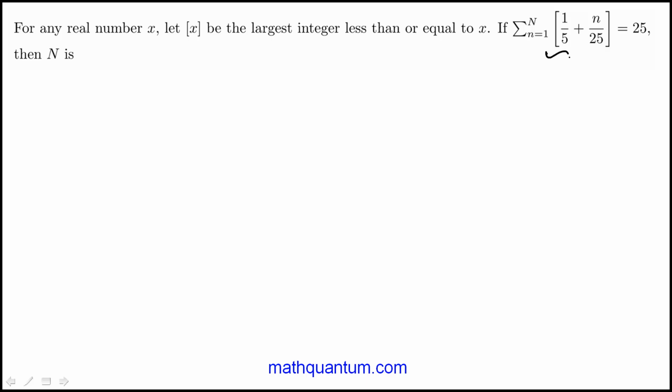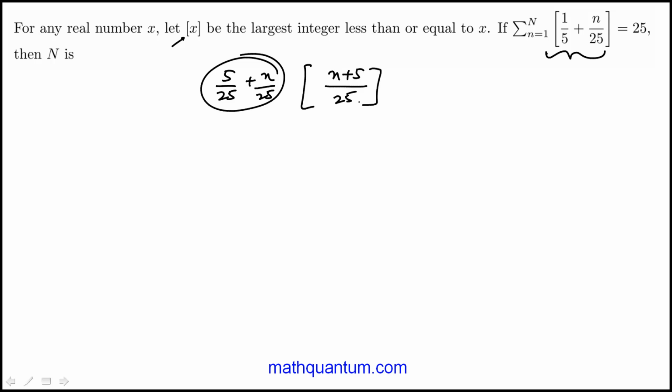So first thing I'll do is to rewrite this expression that's inside this function here, and I'll match the denominators. So that's 5 over 25 plus n over 25. So that becomes this function (n plus 5) over 25. And we're adding this going from n equal to 1 to some number N. And the condition is this needs to add up to 25.